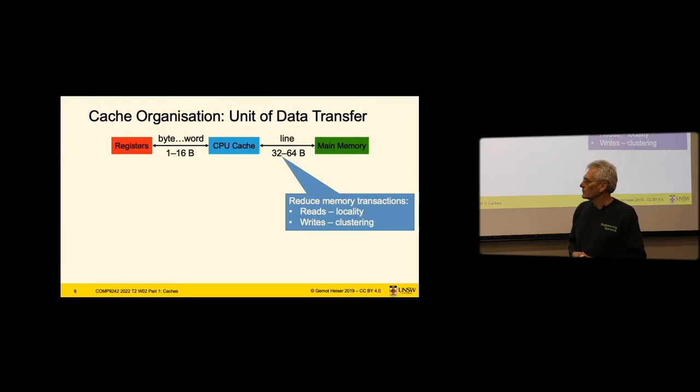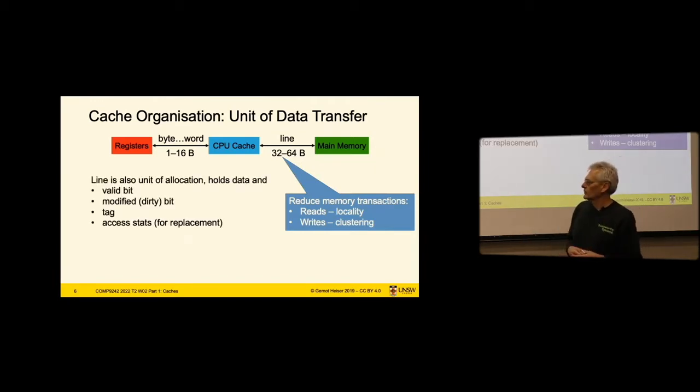So that's behind this. And of course, what the cache really does is it reduces the number of memory transactions needed. If you fetch something, it's in a cache, you don't have to go to memory. If you modify data, it gets written back to the cache and not immediately to memory, and that cuts down on memory transactions. And this then ideally will match the memory speed to the CPU speed because you have fewer transactions. So that's really what makes caches work. So locality on reads and clustering on writes.